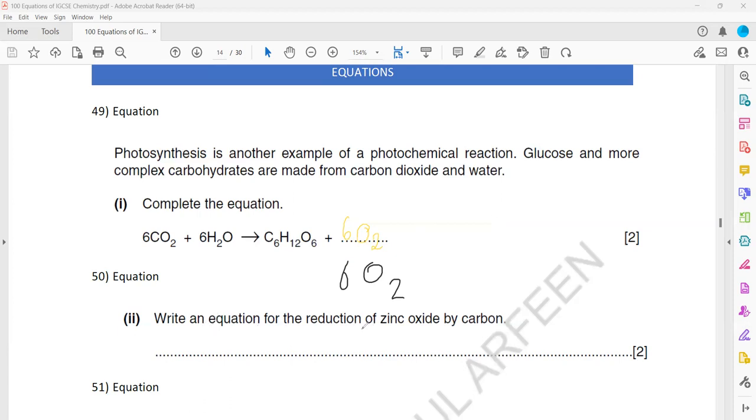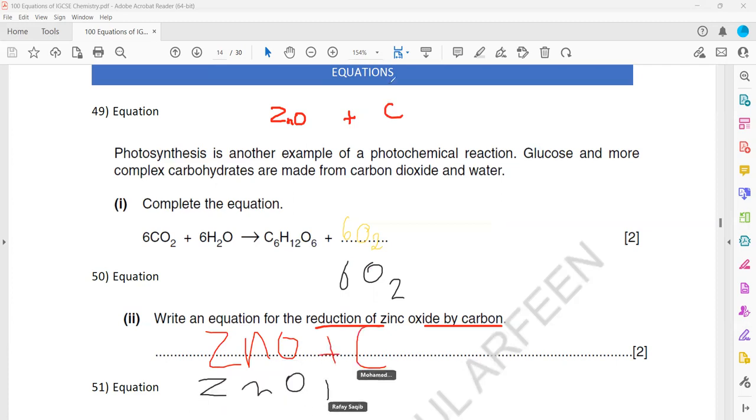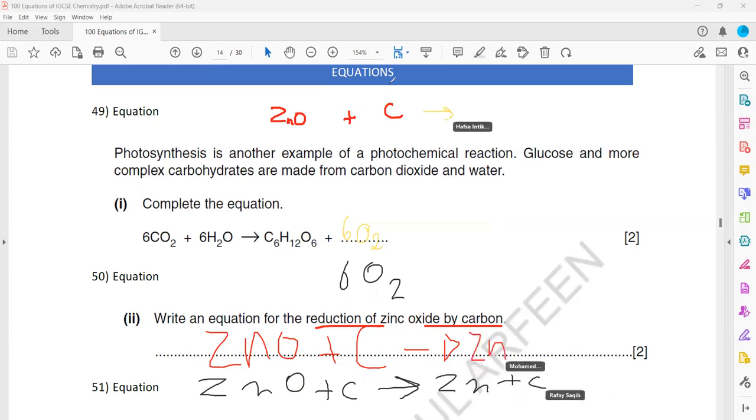The next is to write an equation for the reduction of zinc oxide by carbon. Like if we have zinc oxide and we want to reduce it by carbon. Here they specify that it has to be carbon because it can be reduced by carbon monoxide as well. Reduction means removal of oxygen. So carbon will displace the zinc, carbon will take the position. As a result, it produces zinc plus carbon monoxide.